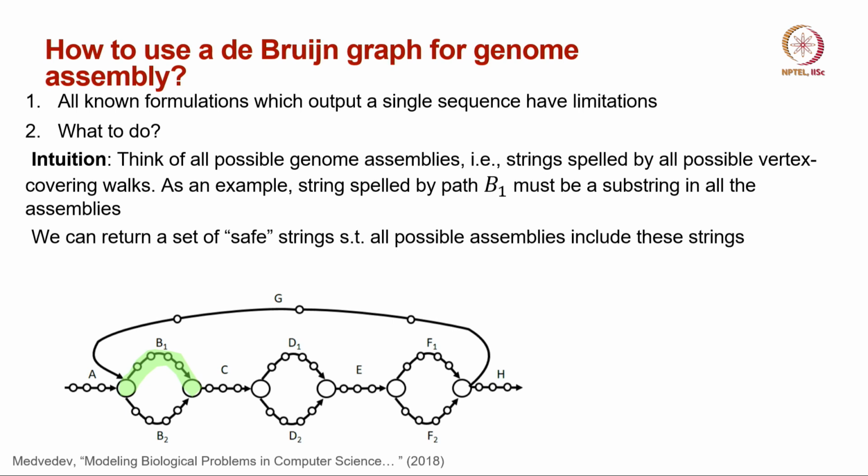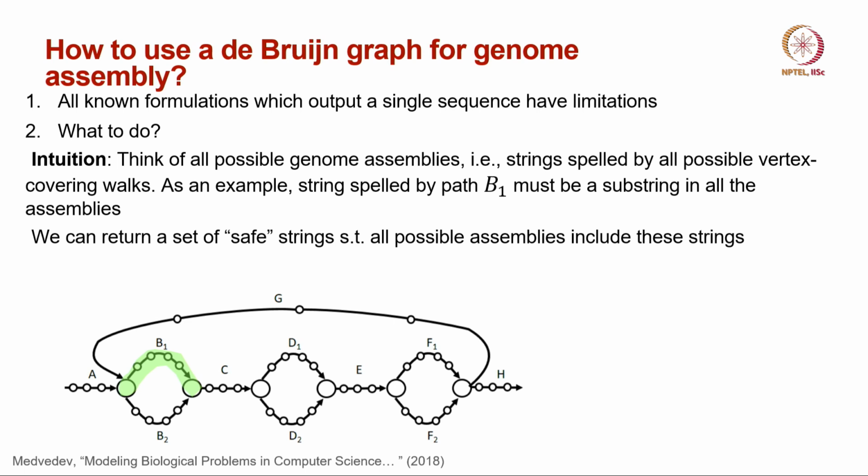Well, maybe we can reduce our aim, that is, we can relax our ambition, and not aim for the entire genome sequence, but target portions of the genome sequence as output. So, here is the intuition: think of all possible genome assemblies, that is, think of all possible strings that can be spelled by the vertex covering walks in this graph.